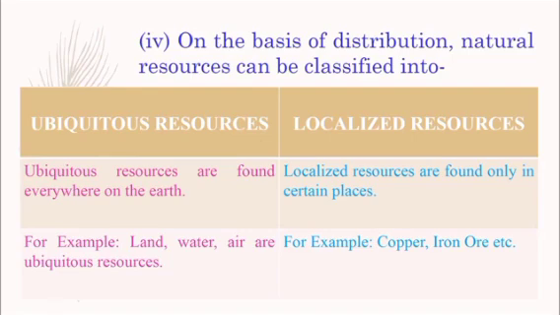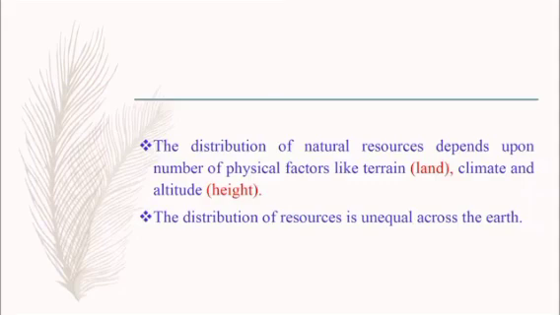Examples of ubiquitous resources are land, water, air, etc. Examples of localized resources are copper, iron ore, etc. So, the distribution of natural resources depends upon a number of physical factors like terrain, which means land, climate, and altitude, which means height. The distribution of resources is unequal across the earth.